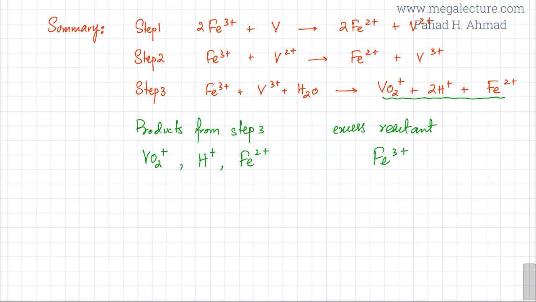So now I'm going to try and do a step 4. I'm not sure whether there is a step 4, but I'm going to try and figure out whether there's going to be a step 4. These are the things that are present in the solution after step 3, and this is the excess leftover reactant, Fe3+. So I'm going to try and figure out whether these substances would react with each other.